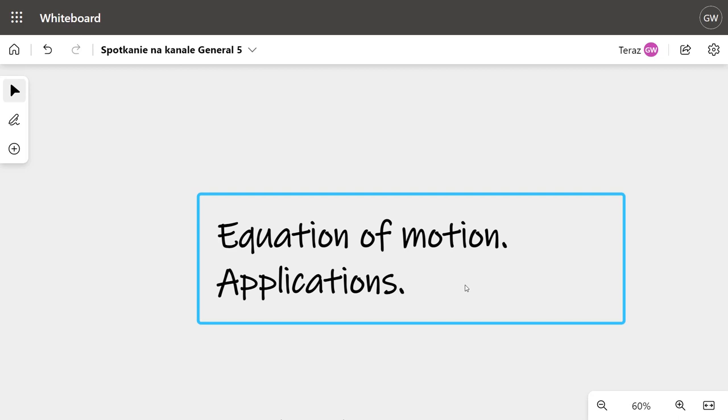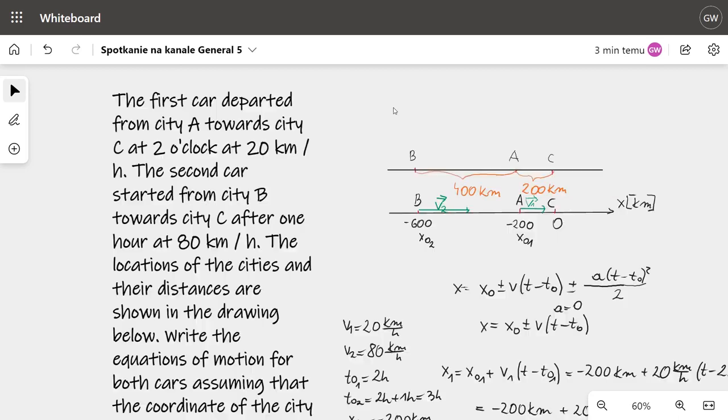In today's task, we have two cars moving along straight line with constant speed. The first car departed from city A towards city C at 2 o'clock at 20 kilometers per hour. The second car started from city B towards city C after 1 hour at 80 kilometers per hour. The locations of the cities and their distances are shown in the drawing.